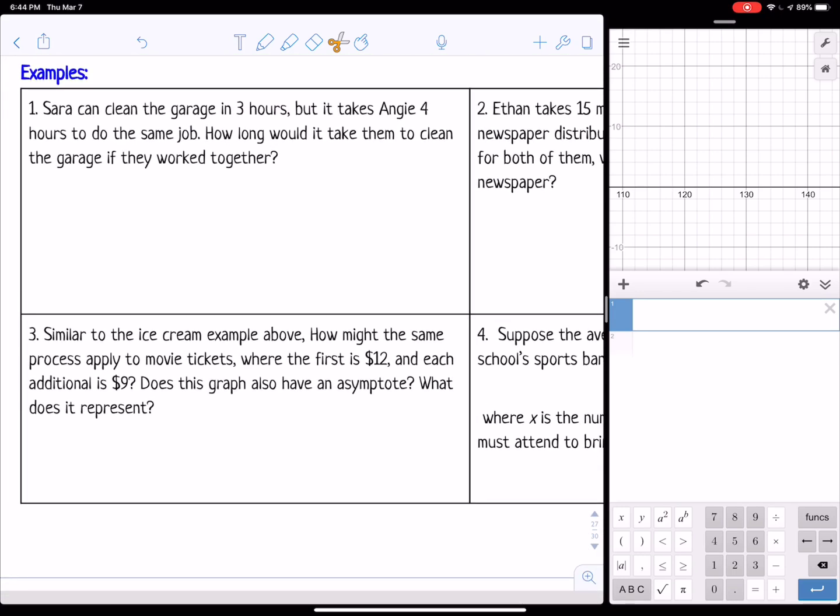Example 1 says Sarah can clean the garage in 3 hours, but it takes Angie 4 hours to do the same job. How long would it take them to clean the garage if they work together? So Sarah can clean the garage in 3 hours, means she can do the one job in 3 hours. It takes Angie 4 hours to do the same job, so the same job in 4 hours would be 1/4 for Angie. And then we're trying to figure out how long it takes them to work together. So one job working together, and x would be the amount of time they take to work together, which is what we are looking for.